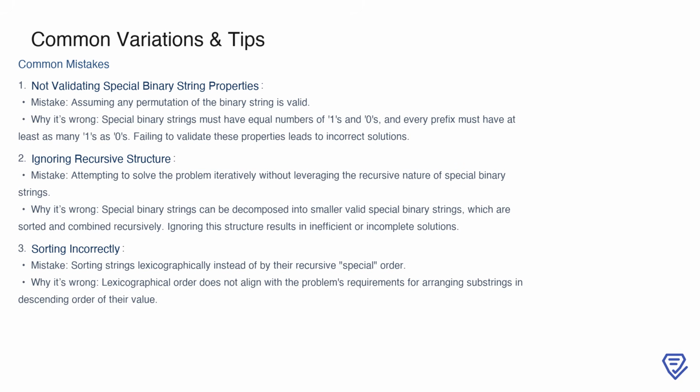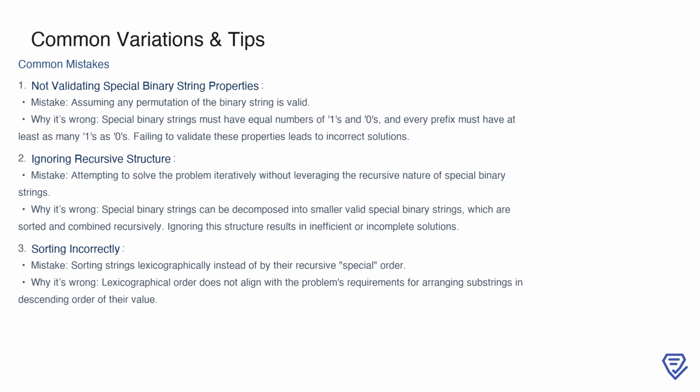When solving problems involving special binary strings, it's crucial to avoid some common mistakes. First, failing to validate the properties of a special binary string can lead to incorrect solutions. Remember, a special binary string must have equal numbers of ones and zeros, and for every prefix, the count of ones must be at least as high as the count of zeros. Neglecting this validation can result in invalid strings or logic errors.